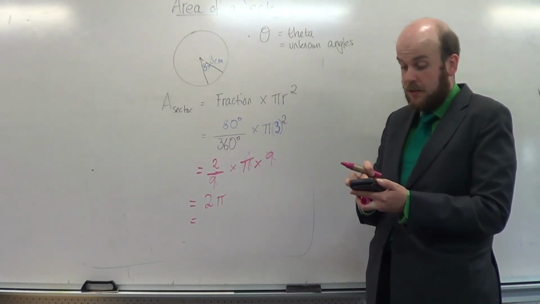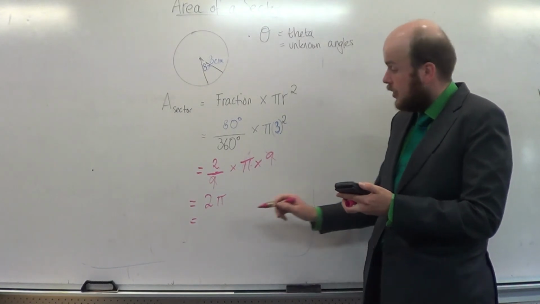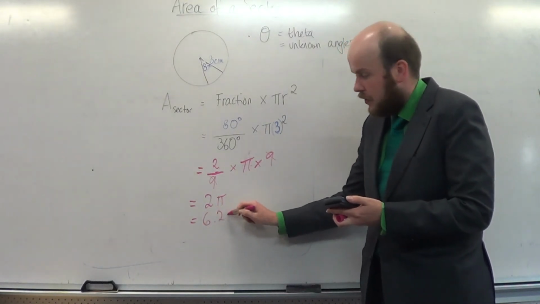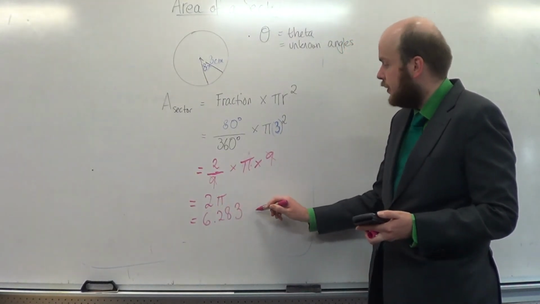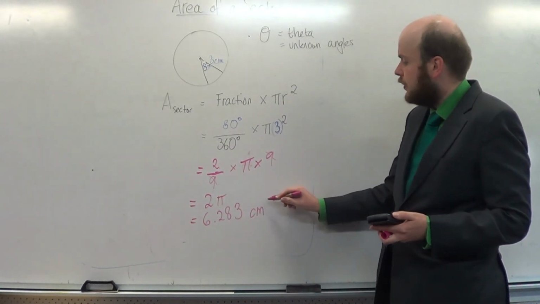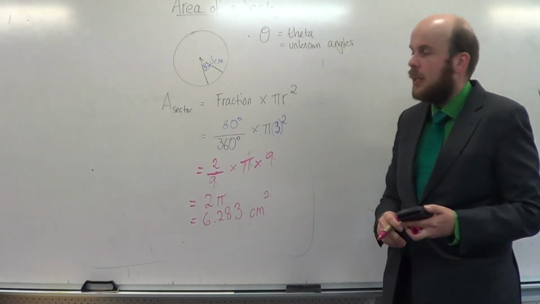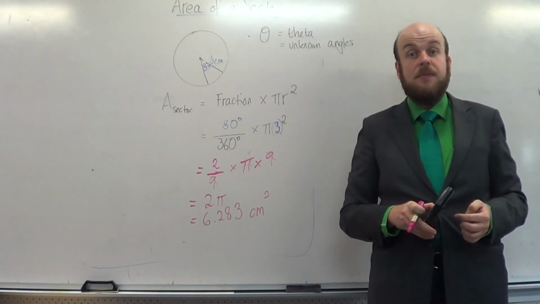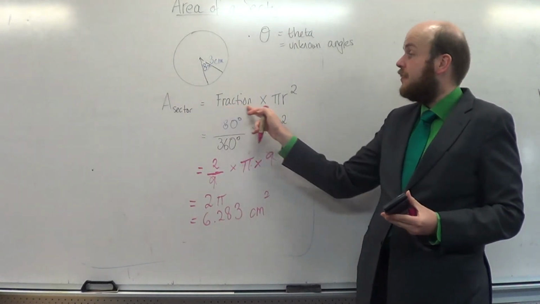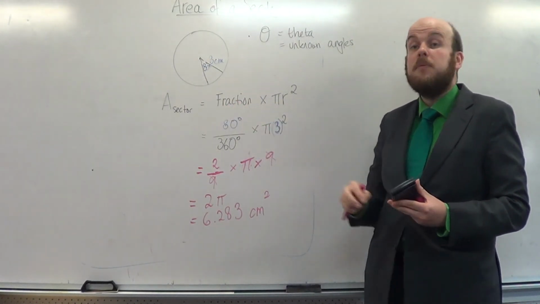So let's get pi times 2, 6.283. And there we go. And there's that area of a sector. So just to remember, it's the fraction of the circle times by pi r squared.